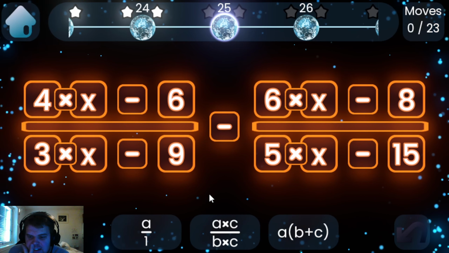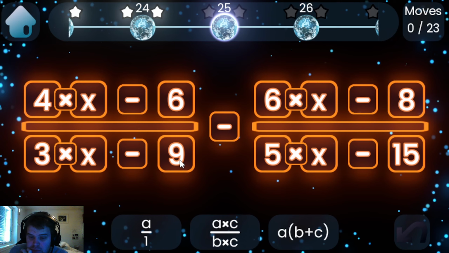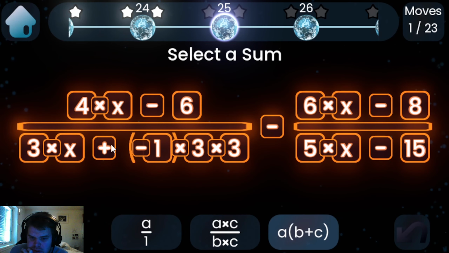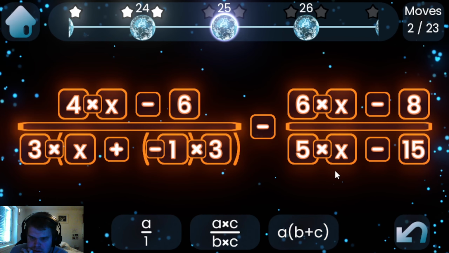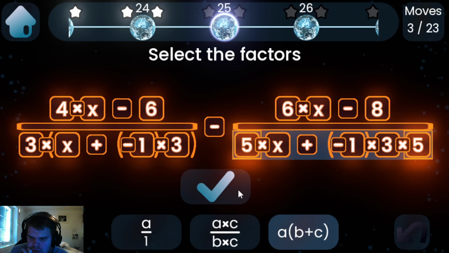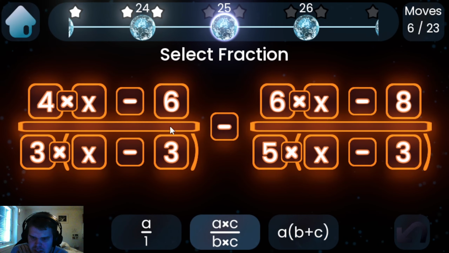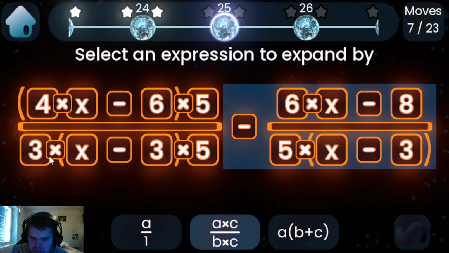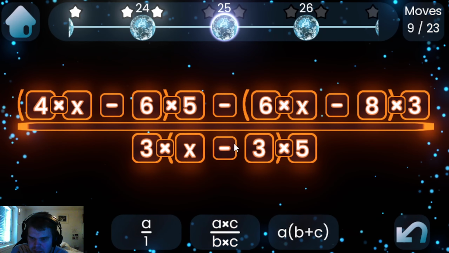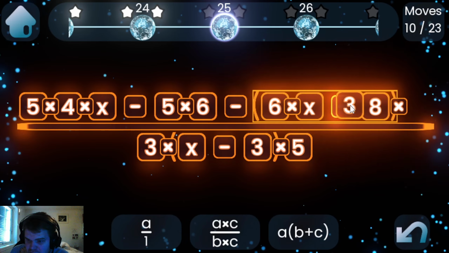These are getting tricky. Oh, wow. Okay, so we got to get a 3 out of this one, and then we get a 5 out of this one. Let's make it pretty again. And then we see that we can expand this by 5 and we can expand this by 3. Bam! All right, now we got to clean up the numerator like a ton.